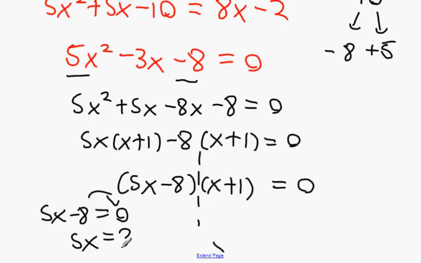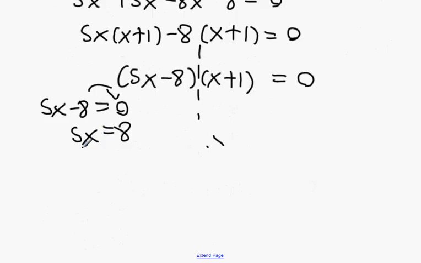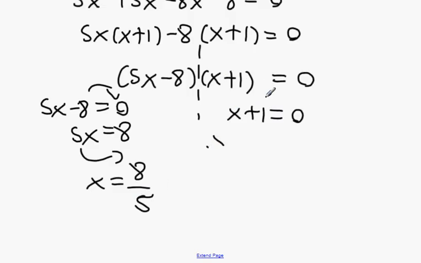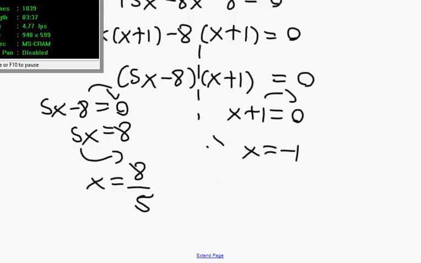5x equals 8. Okay. Divide down by 5. x equals 8 over 5. The other side, split it in half. You got x plus 1 equals 0. Bring it over to the other side. x equals minus 1. How many people got that?